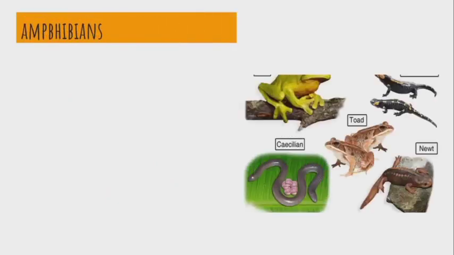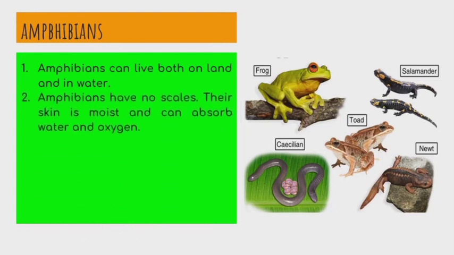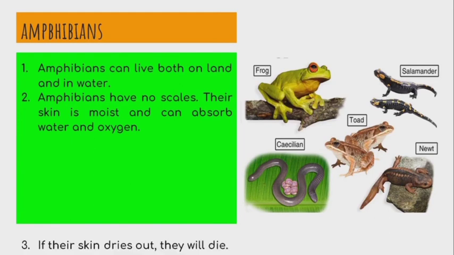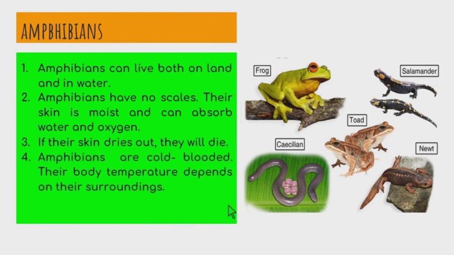The last group is amphibians. Frogs, caecilian, toad, newt, and salamander are examples of amphibians. The common characteristics of amphibians are: amphibians can live both on land and in water. Amphibians have no scales. Their skin is moist and can absorb water and oxygen. If their skin dries out, they will die. Amphibians are cold-blooded, which means their body temperature depends on their surroundings. And amphibians lay eggs in the water.